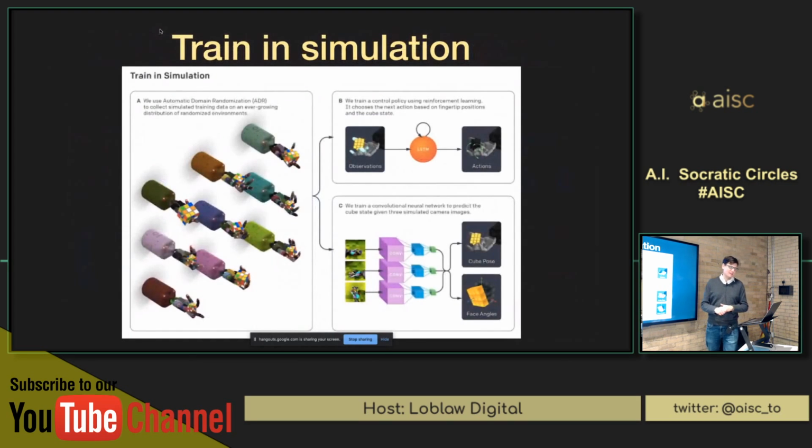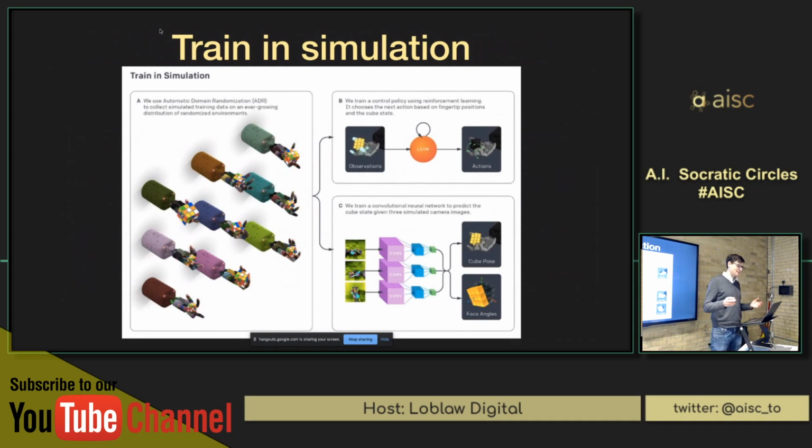And the big question is, how do we train these types of robots? What they did is you train it in a simulation, and then you take the simulation to the real world. And this process is called sim to real. How well you perform from simulation to reality is one of the evaluation criteria.